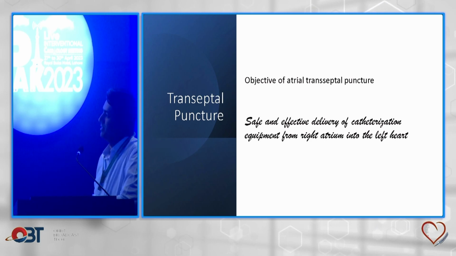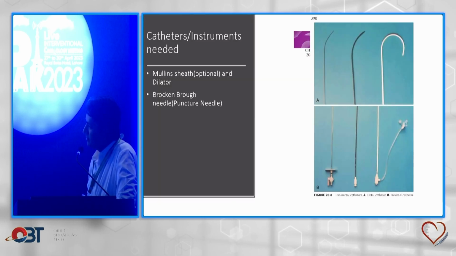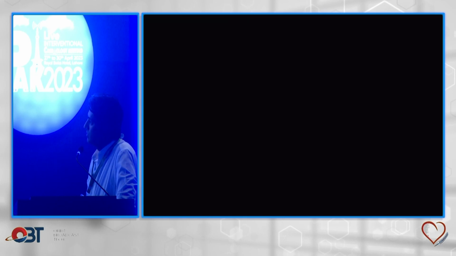What is the objective of transeptal puncture? Basically, it is the safe and effective delivery of catheterization equipment from the RA into the left heart. The instruments for transeptal puncture I have shown here are the Mullins sheath, dilator, and Brockenbrough. This is the puncture needle. These are the instruments required.